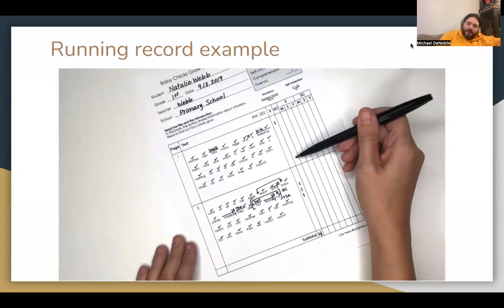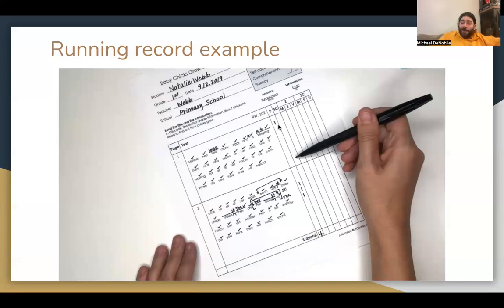Typically when I think of a running record, I think of reading fluency. Here's a running record where the student is going to read this passage about a baby chick growing, and the teacher is making note all over here about the accuracy and self-correction of the student reading, and this is over time. Over time, is the student making progress?